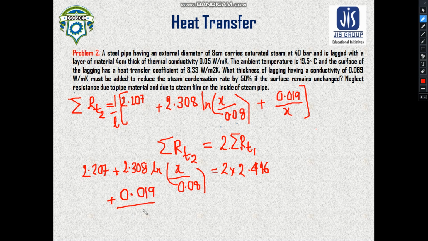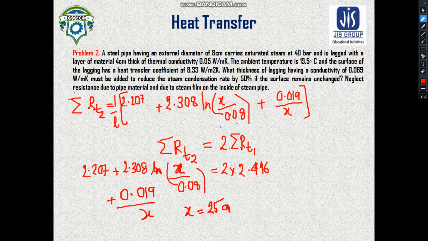0.019 by x. This equation is a bit weird, since it involves an algebraic term as well as a logarithmic term. So there is an inverse of x and there is a ln of x. This equation can only be solved by hit and trial, or you can solve it using a scientific calculator. Using the scientific calculator, you will get the value of x, and this x would be near about 25 centimeter.